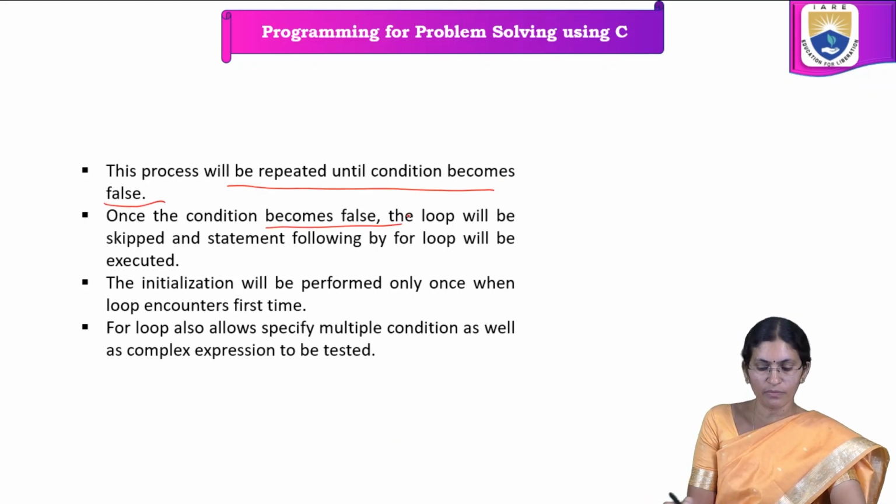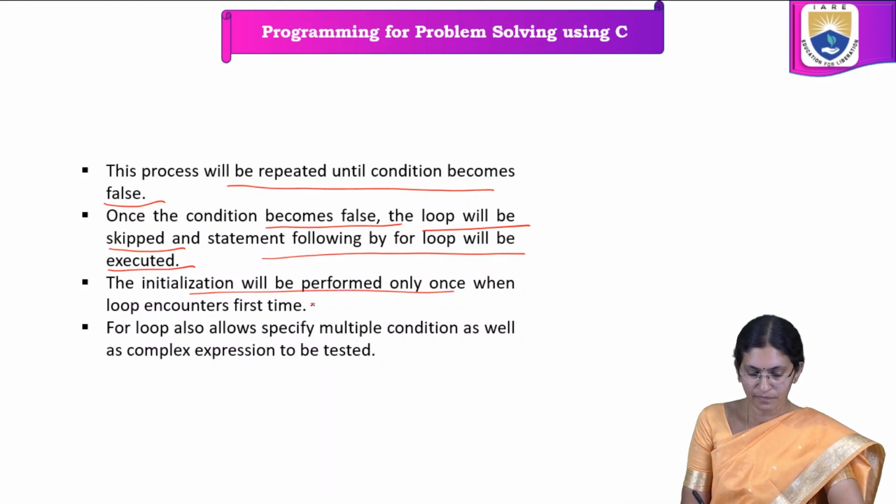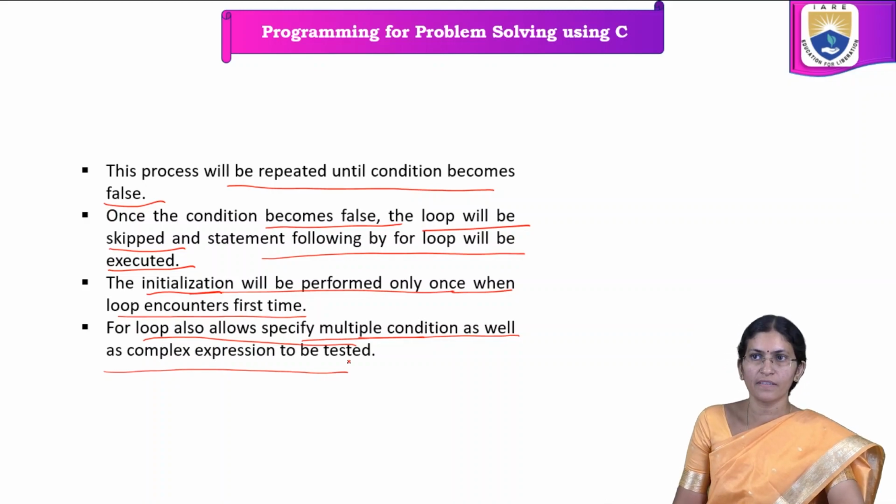So once the condition becomes false, the loop will be skipped and the statements following the for loop will be executed. Initialization is done only once, when the loop is encountered for the first time. The for loop allows you to specify multiple conditions as well as complex expressions to be tested.